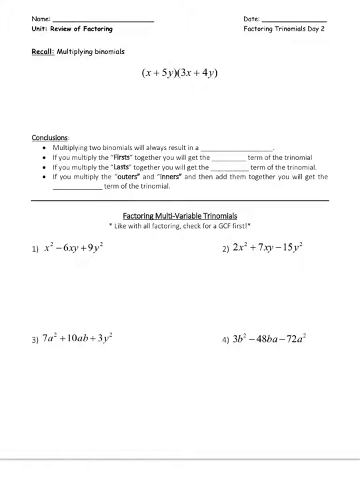Hi everyone, in today's lesson we're going to talk about factoring multivariable trinomials. What they look like is a trinomial that has basically an x and a y, where there's no GCF that you can actually take out. How to get this kind of trinomial is when you multiply two binomials with two different variables.